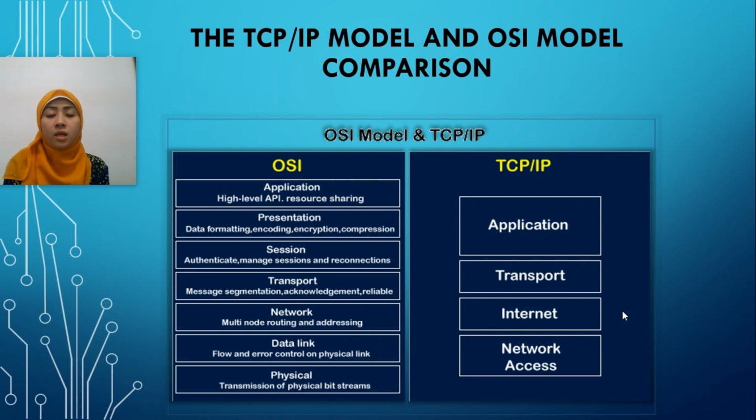So the TCP/IP model and OSI model comparison. Here, in OSI, we have 7 layers, which are application, presentation, session, transport, network, data link, and physical. While in TCP/IP, we only have application, transport, internet, and network access.